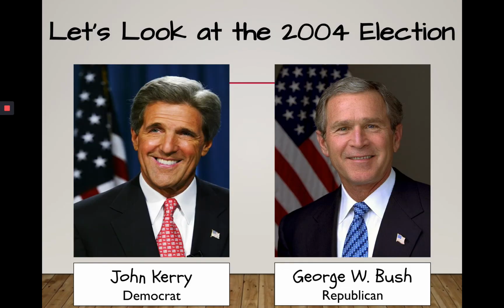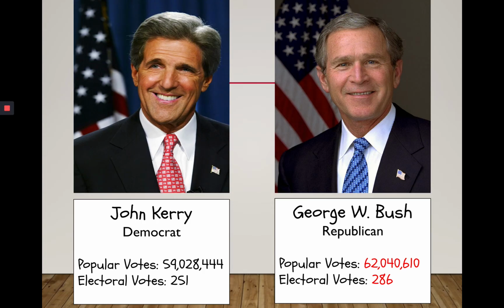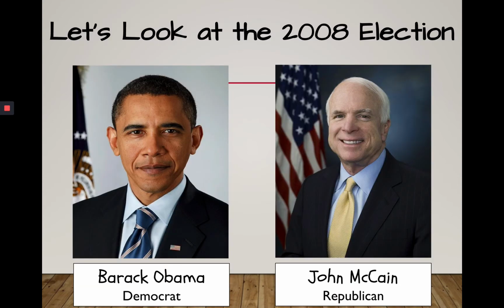Okay. What about the 2004 election? This is Bush's second term. John Kerry was the Democrat versus George W. Bush, Republican. And if that looks really red to you, it's because, well, it was. Bush did really well this time. He won both the popular vote and the electoral vote.